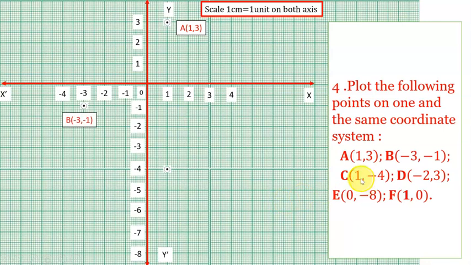Then C (1, -4), it is in the fourth quadrant. Next D (-2, 3), it is in the second quadrant. Next E (0, -8): x is 0, therefore it lies on the y-axis. And the last F (1, 0): y is 0 and x is 1, it lies on the x-axis. And in this way we have plotted all the points on the graph paper. Okay, now next question.